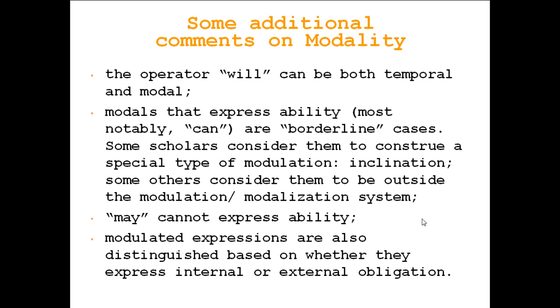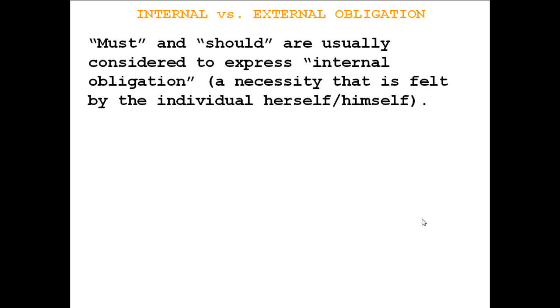Within modulation, there are two different kinds of obligations in English. Internal obligation, that's the obligation that comes from yourself, that you feel, and external obligation, that's when something is imposed by someone else, by some external authority. So let's see some examples.